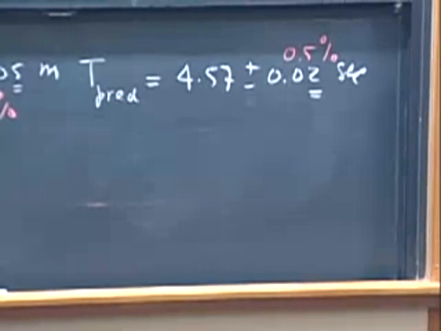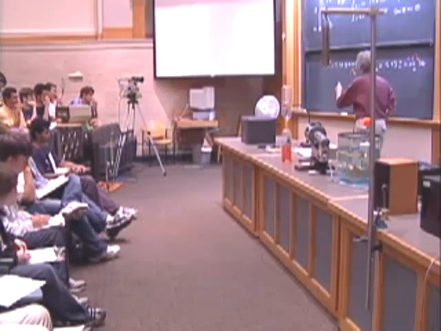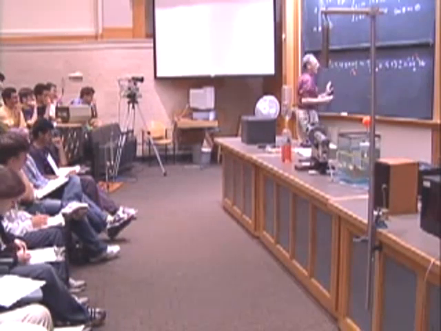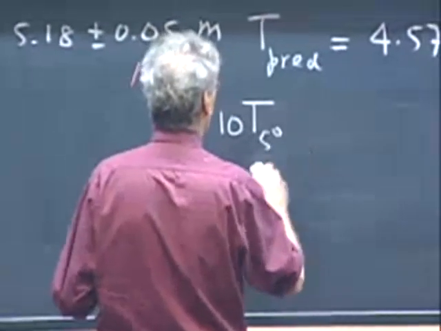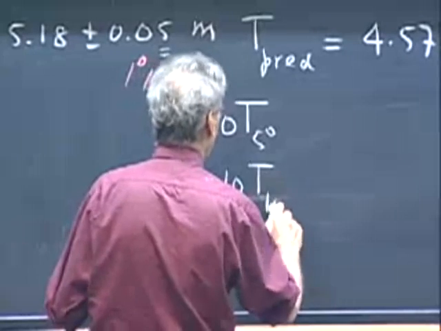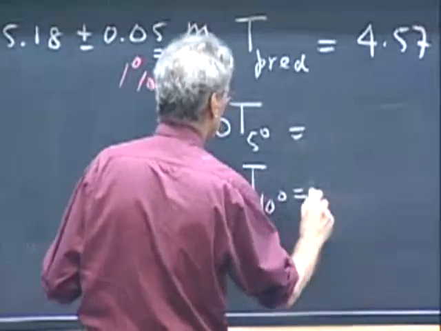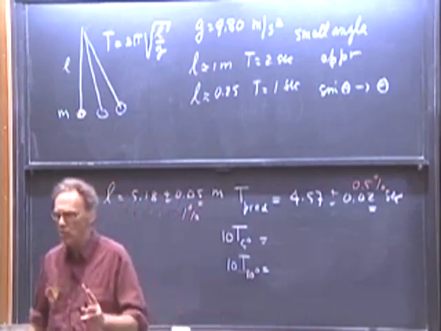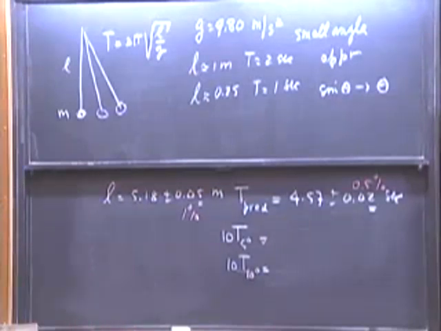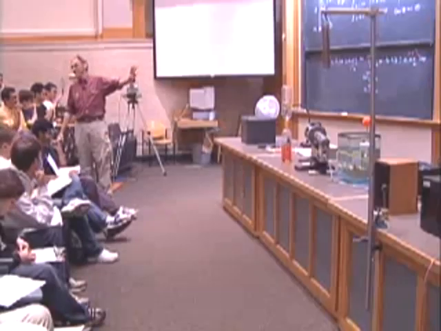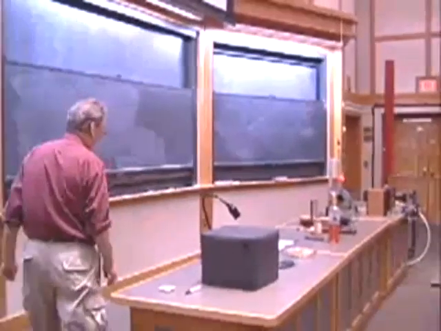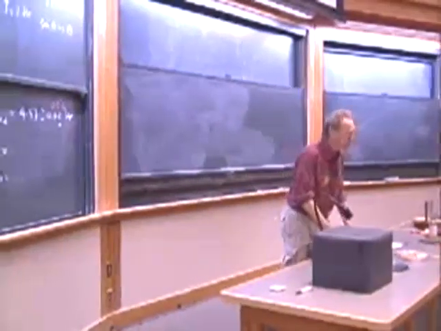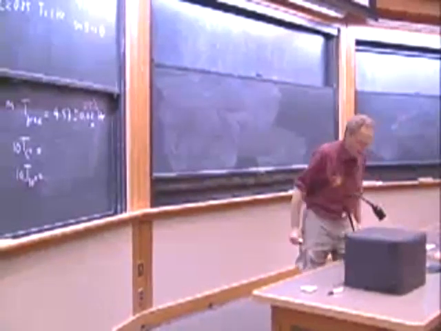And then I made two measurements, one at a 5-degree angle and one at a 10-degree angle. And I did that 10 times. So 10 T at 5 degrees and 10 T at 10 degrees. Now, this was in 1999. Those were my good days. They were my good times, right? The past is always the good. And so I then claimed that I could do this to an accuracy of 0.1 second. I had a lot of courage in those days.